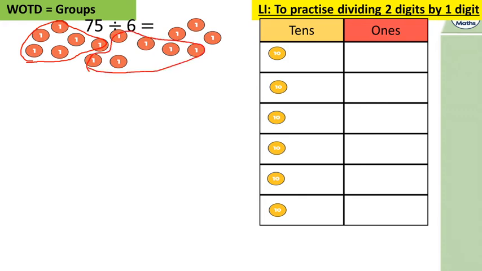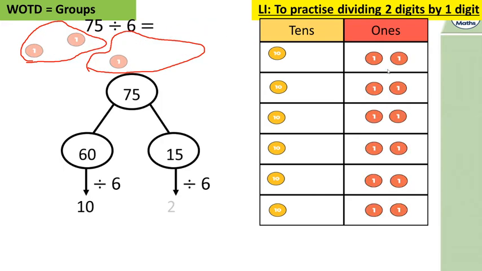And then I have another group of 6. So that can go in 2 times, so 2 in each group. I'm going to have 3 left over. In each row, I've got 1 ten and 2 ones, so that is 12. And then I've got 3 left over, so that means there's 12 in each group, and there's 3 left over.